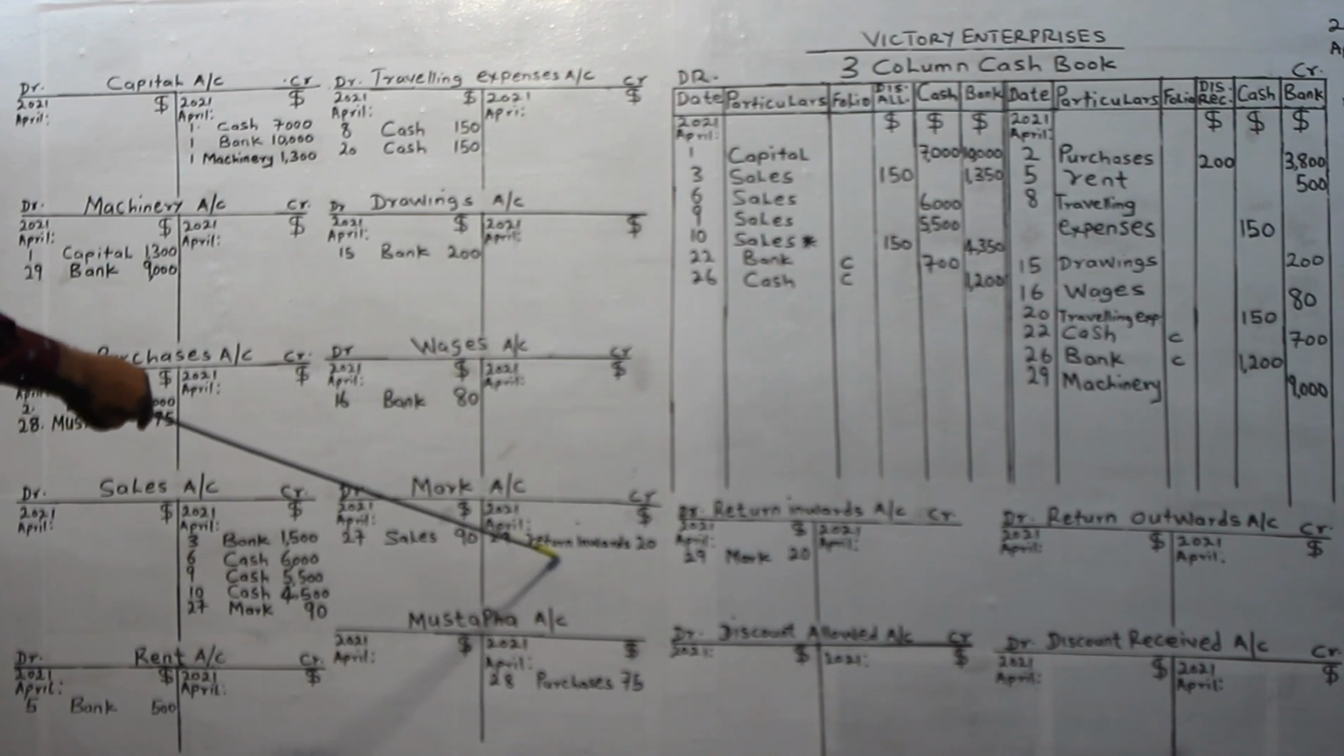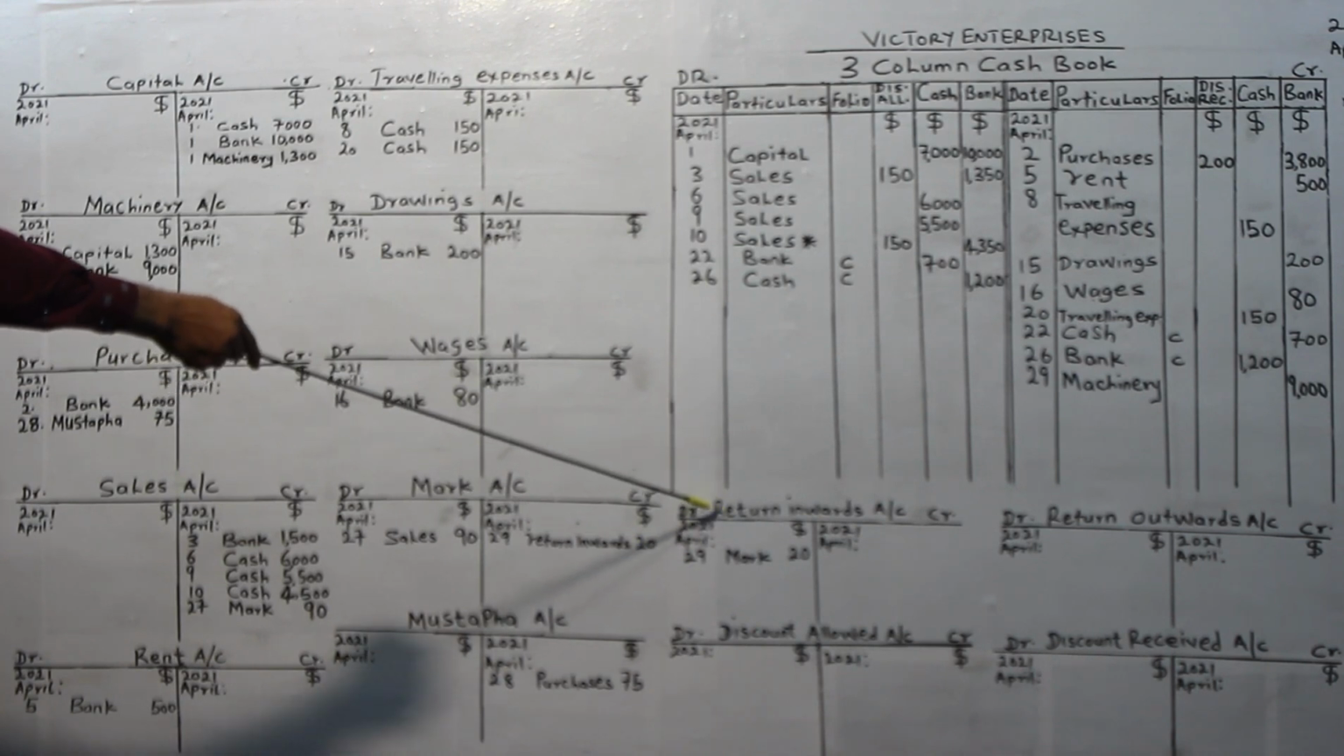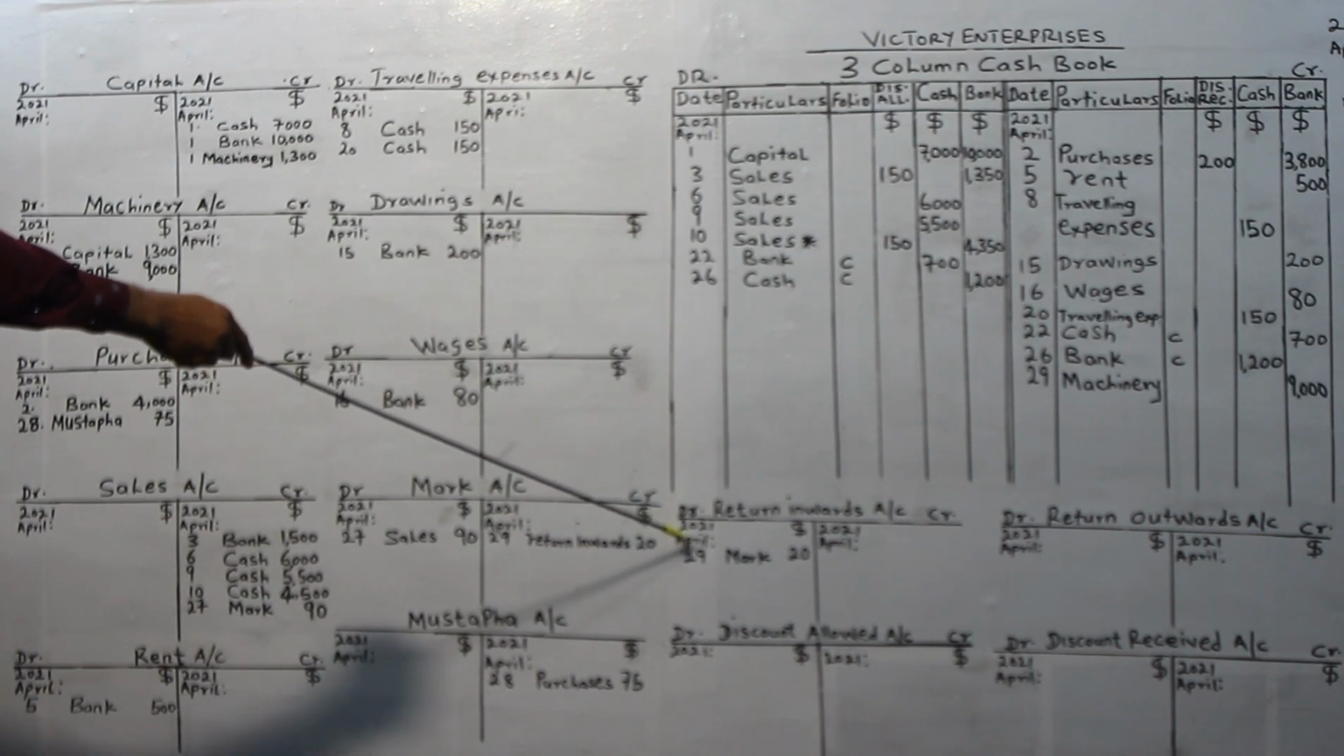Now that Mark has returned goods of $20, known as return inwards, the return inwards account is debited on 29th April 2021 for receiving the goods of $20 from Mark.